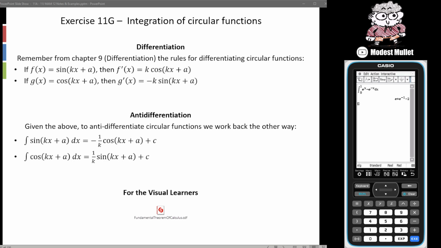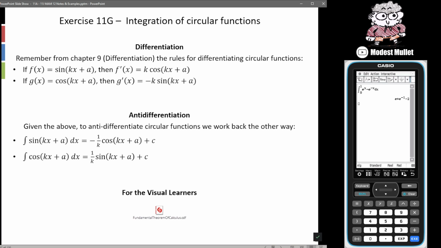Hello all, as we continue our look at integration, in this video we're going to have a look at integration of circular functions, and in particular sine and cos. In the Year 12 methods course we don't actually do integration of tan, so just one slight thing we don't have to worry about.